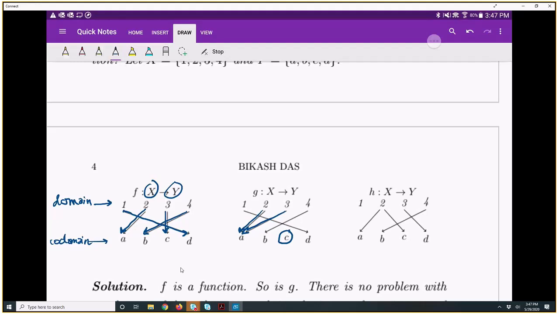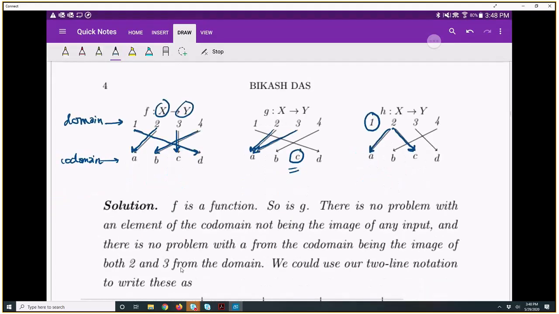But if we look at H, there are a couple of things wrong with H. So first of all, I didn't associate any element in the codomain to the element 1. So that is a problem. It's okay if it happens in the codomain. It's not okay if it happens in the domain. So I have to send 1 somewhere in order to be a function. The other problem that I have is that the element 2 got sent to 2 different elements in the codomain. And that's also not okay. We can only have a unique element in the codomain to associate for each element in the domain.